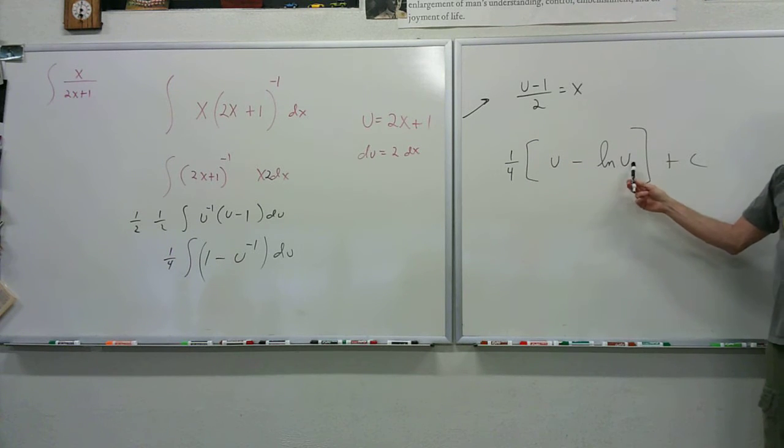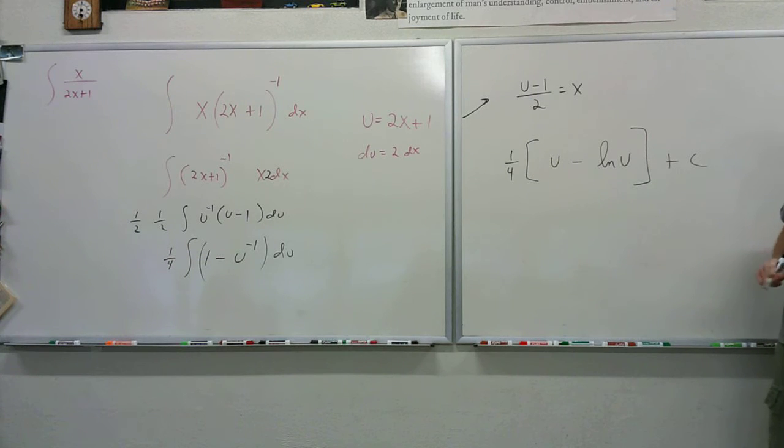minus the natural log of parentheses 2x plus 1. You've got to put absolute values around that one because it's not always going to be positive. And I'll go ahead and tell you the answer in the back of the book would look a little bit different.